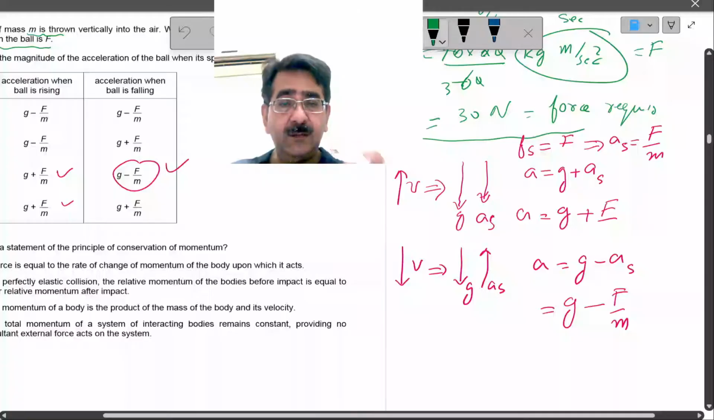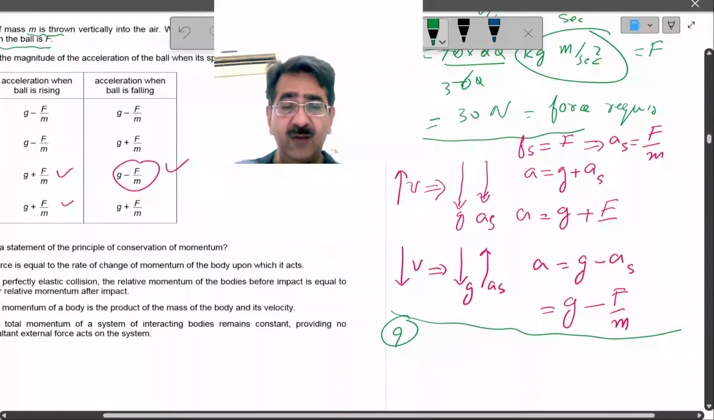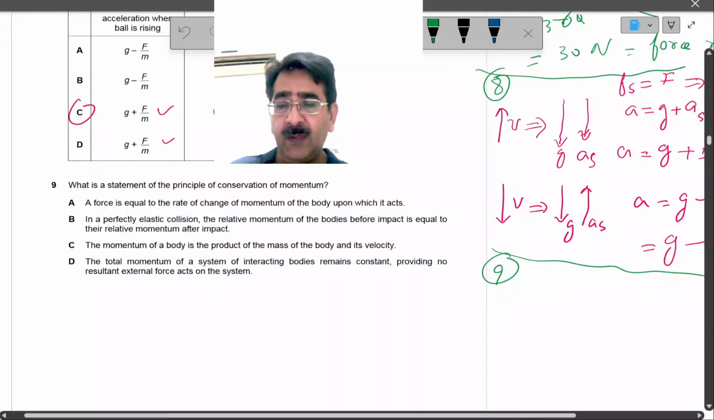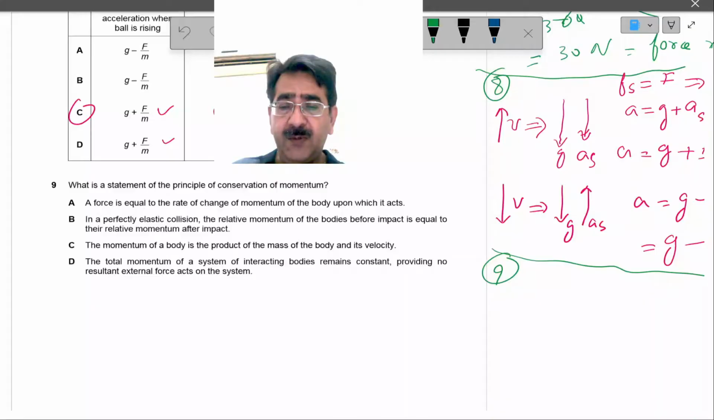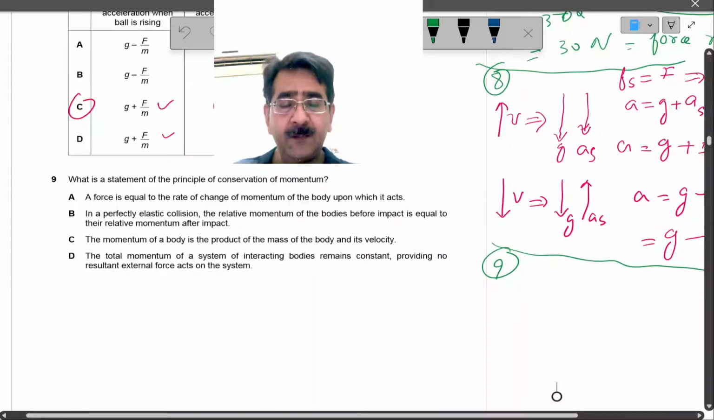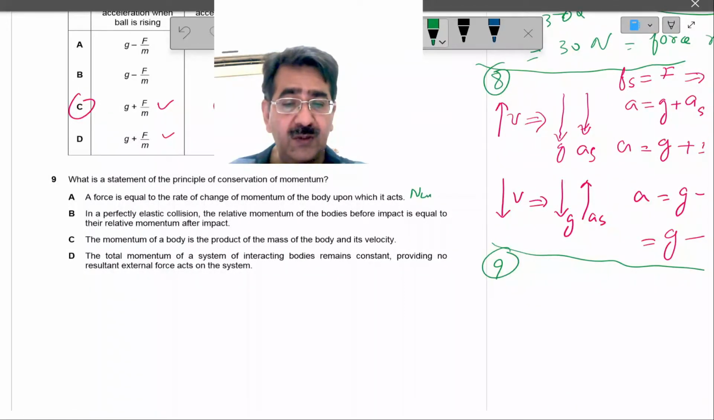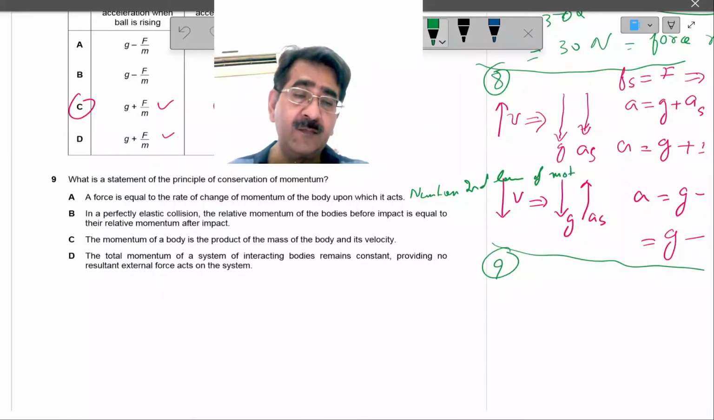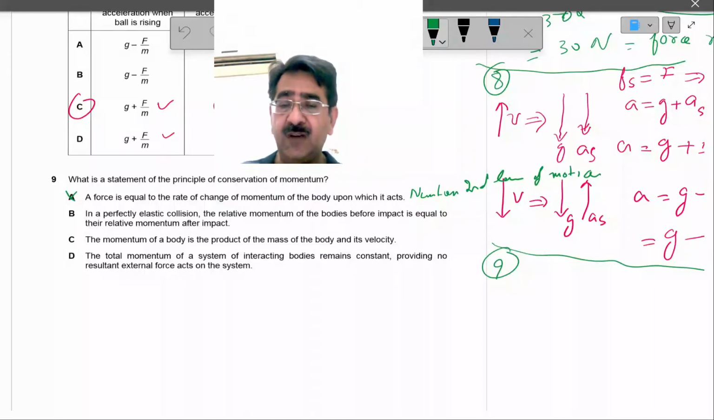Question number 9. Now we move toward question number 9. What is the statement of the principle of conservation of momentum? Option A: the force is equal to the rate of change of momentum of the body upon which it acts. This is true, but it is representing Newton's second law of motion, so this is not the definition of conservation of momentum.